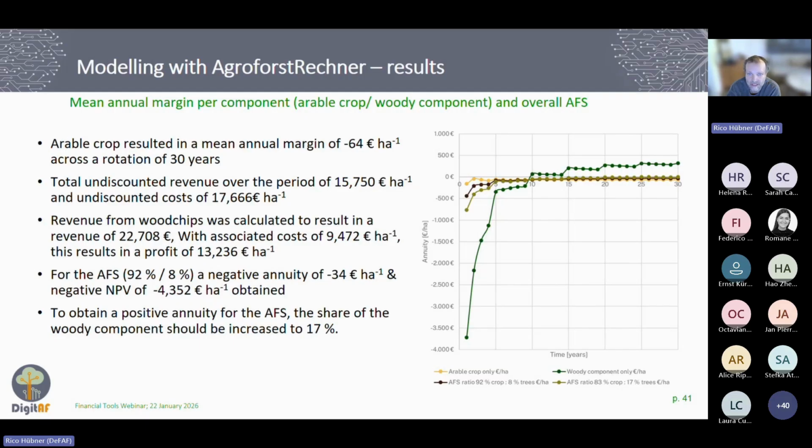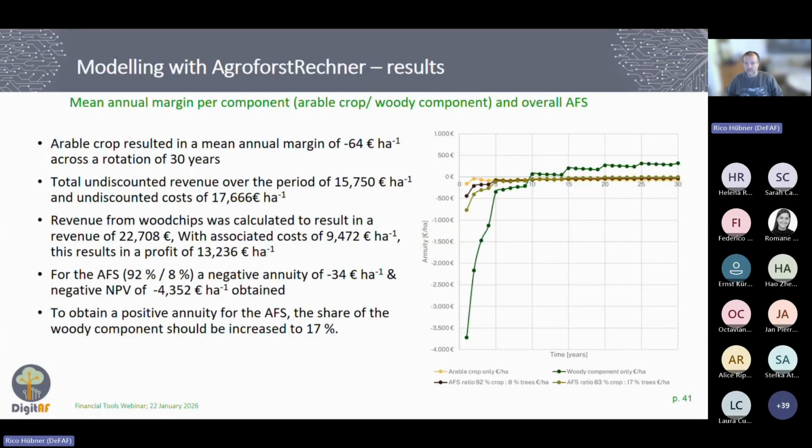And when we take the standard rotation that Thomas is using and estimate the yields and so on over the 30 years, you would result in a mean annual margin of 64 euros per hectare across those 30 years. However, this program does not account for any funding, direct payments, eco schemes, and so on. So it's purely the figures coming from the direct costs and the direct yields and direct sales.